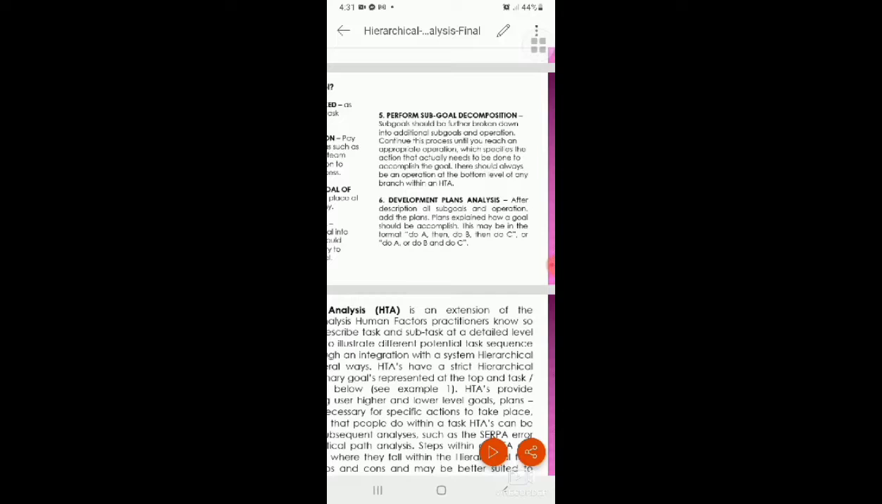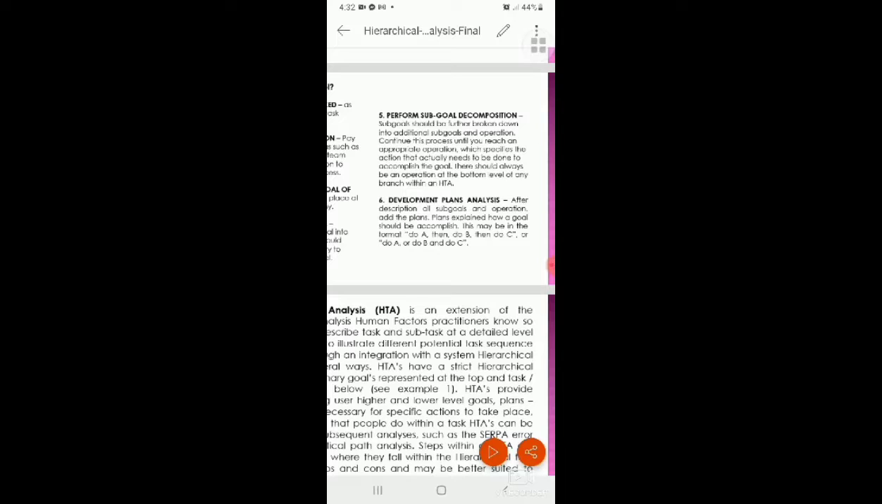Continue this process until you reach an appropriate operation, which specifies the action that actually needs to be done to accomplish the goal. There should always be an operation at the bottom level of any branch within an HTA.